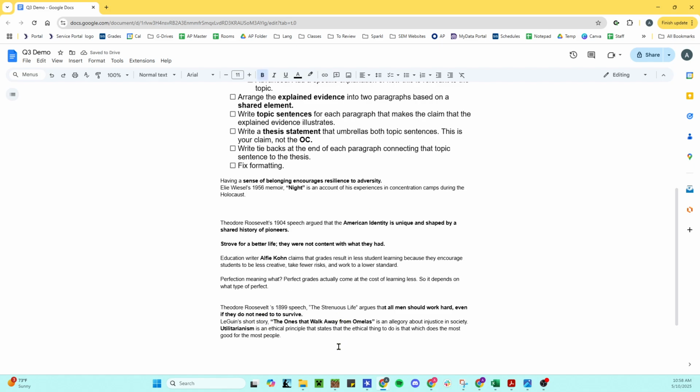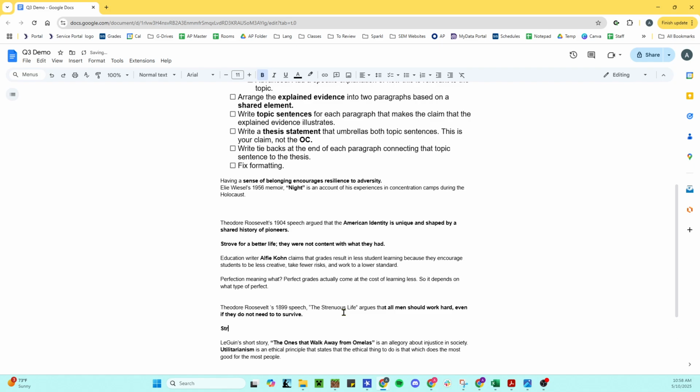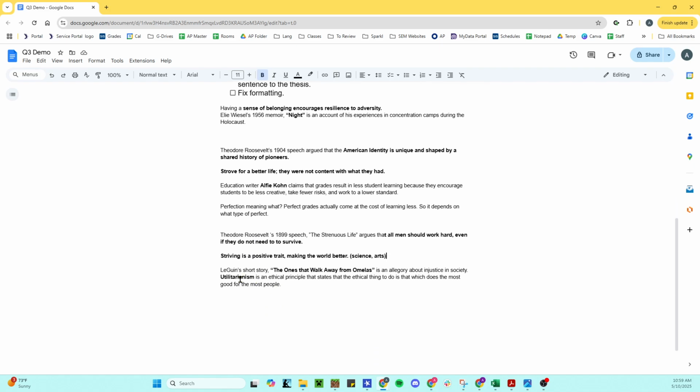All right, then we have Teddy Roosevelt again. All men should work hard, even if they do not need to survive. Again, this is more about the striving part, but striving is a positive trait, making the world better, because that's what he said. He said you should put yourself into science and art if you don't need to work for a living, because you're trying to make the world better. Whether or not that's exactly perfect, I could talk about improving, striving towards a more perfect future.